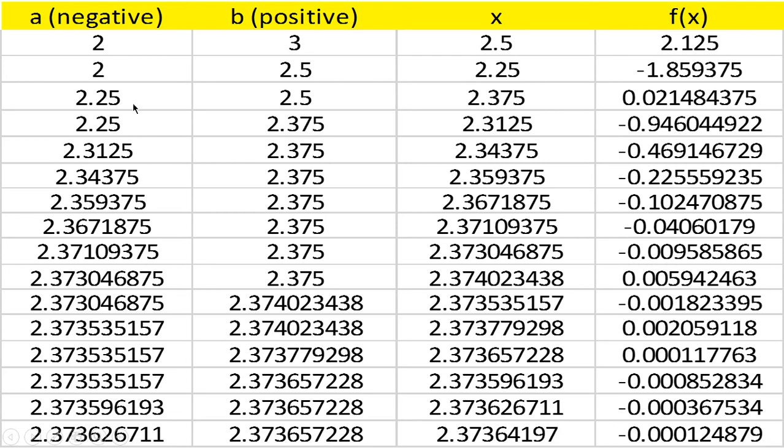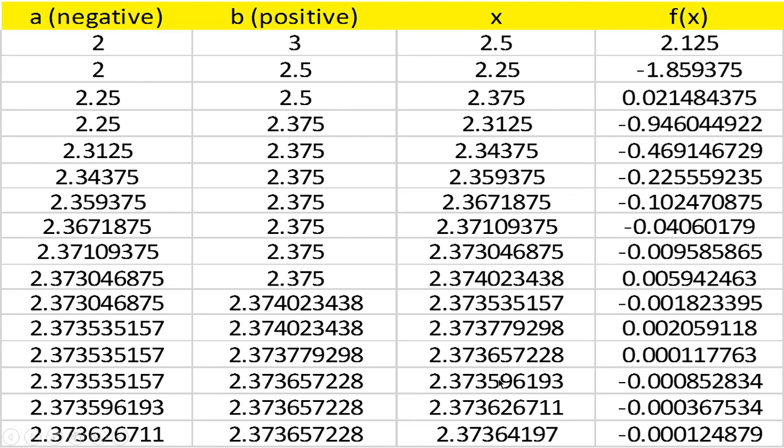So a is the same. Now we have replaced b by the value of x, and again calculated the midpoint and calculated the f of x, and again looked at its sign. It is negative. Now we will replace a by x. As you can see, I have replaced a by x in the next step. So in this way I have calculated these iterations, and I have calculated until I get the same value to 4 decimal places.